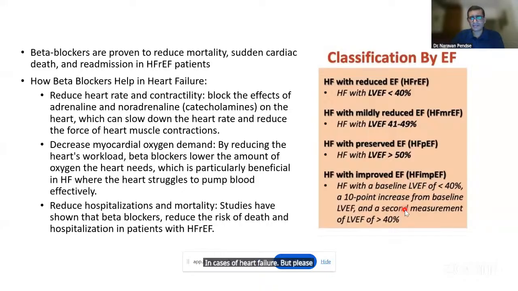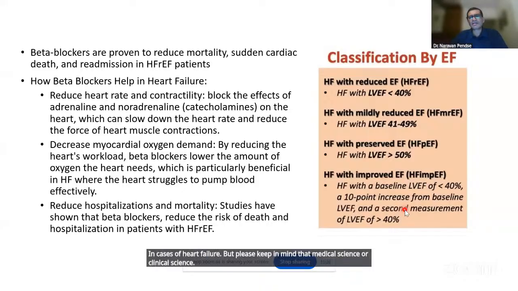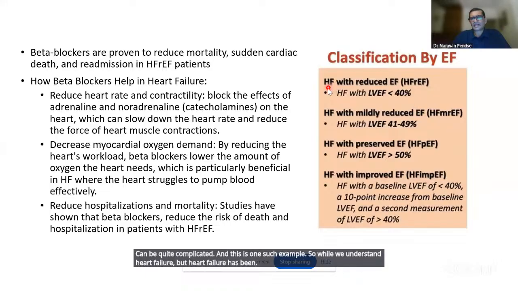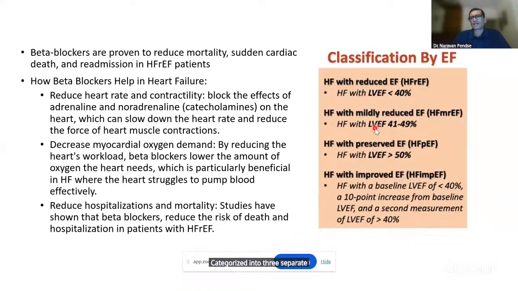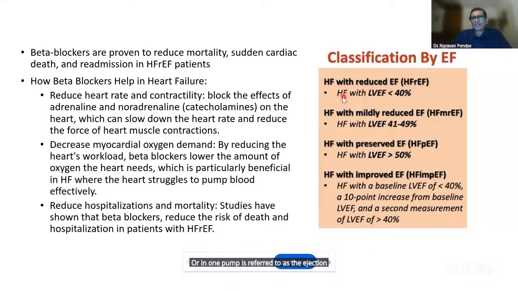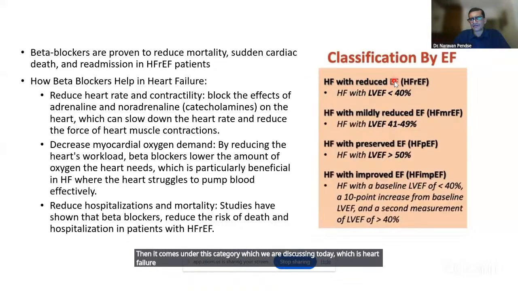But please keep in mind that medical science, or clinical science, can be quite complicated, and this is one such example. While we understand heart failure, it has been categorized into 3 separate types, or rather 4, but commonly 3 are used. One is heart failure where the ejection fraction, how much blood the left ventricle pumps in one heart cycle or one pump, is referred to as the ejection fraction. If the heart failure is with reduced ejection fraction, that is less than 40%, then it comes under the category we are discussing today, which is heart failure with reduced ejection fraction.